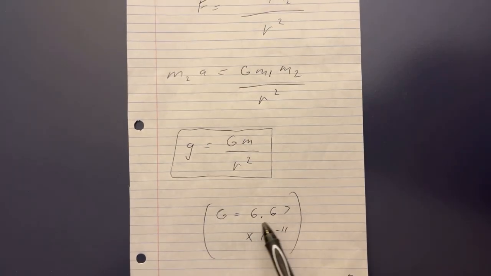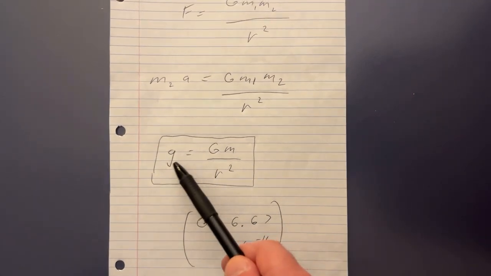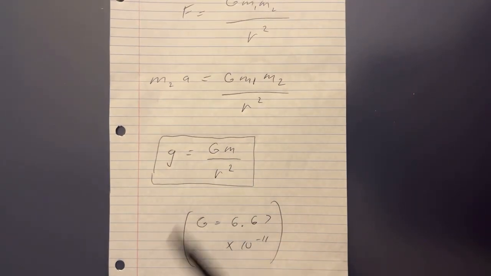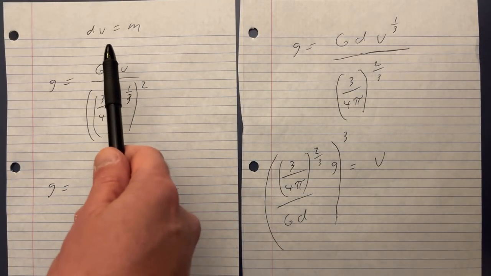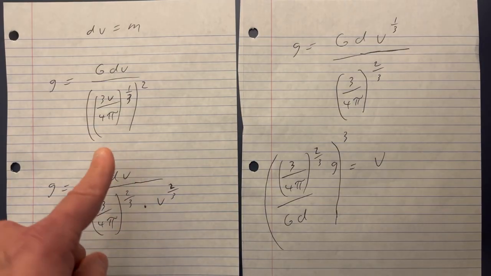Gravitational constant equals 6.67 times 10 to the negative 11th. We have 3 variables here: radius, mass, and gravity. First thing I've got to do is get rid of one of these variables. And next page. Let's change our mass into density times volume. So we've got G d V over r squared.